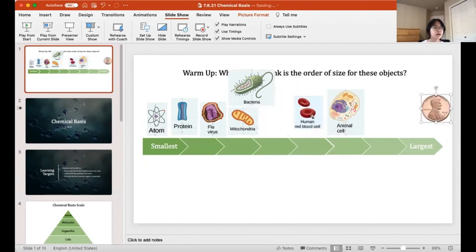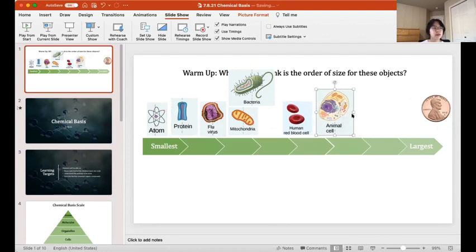Next up, we will have our human red blood cell, and that is bigger than all of these. Next up is our animal cell. I think a lot of you put this towards the bigger end, so good job on that. And lastly, obviously, our penny is the largest. So overall, good job, everybody. And so this is the correct order.